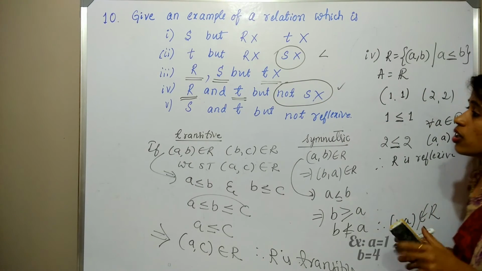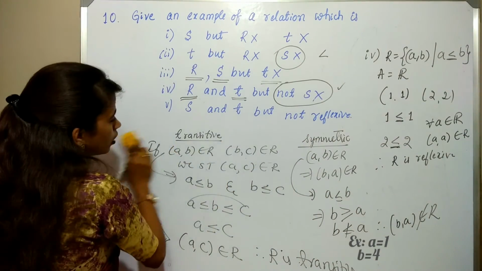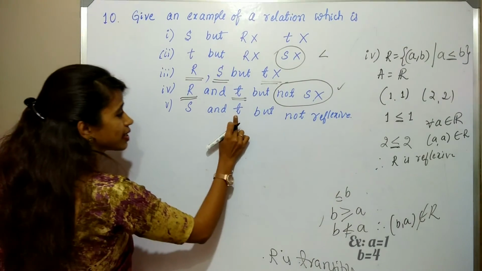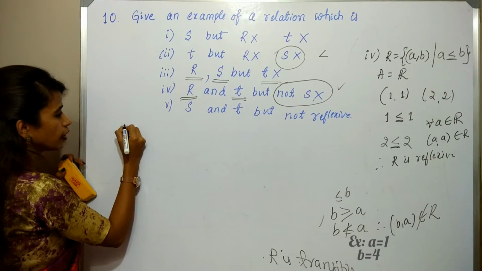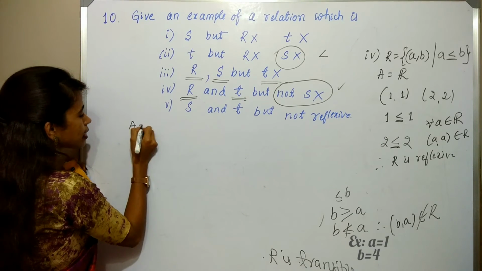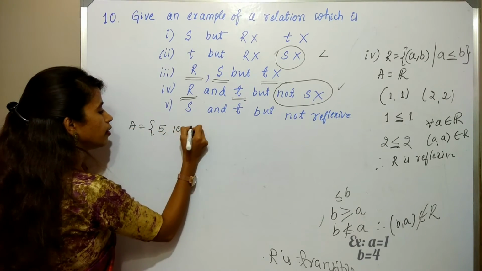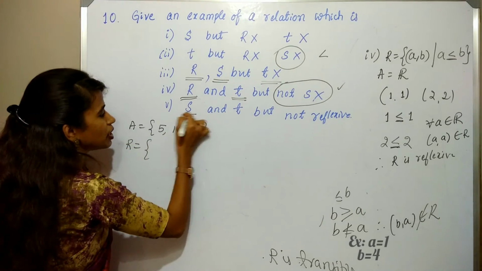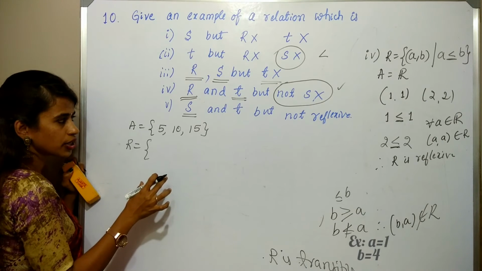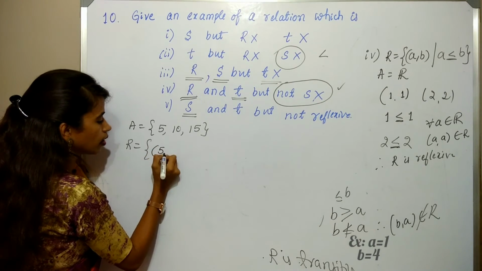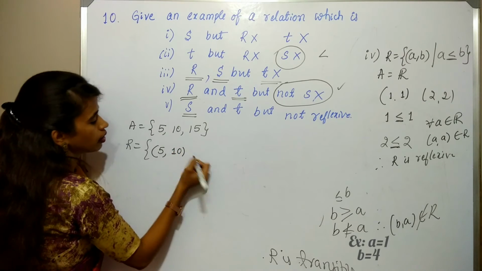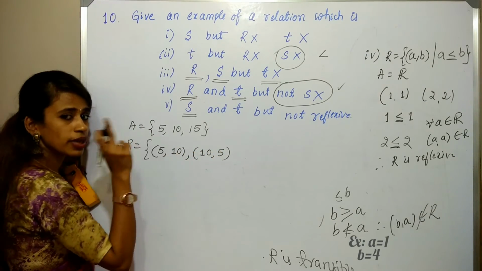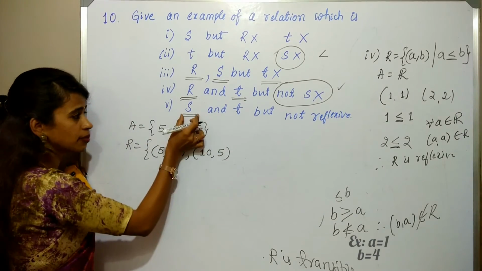Is it okay? So next, the fifth one, we must give an example for symmetric, transitive but not reflexive. Here I am taking A equal to {5, 10, 15} and R for symmetric. What should be the criteria for symmetric? If I take 5 with 10, you must take 10 with 5. Then it becomes symmetric.